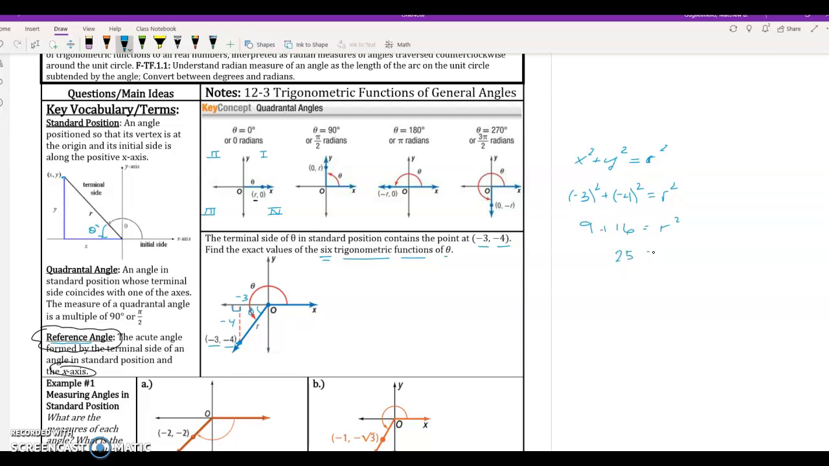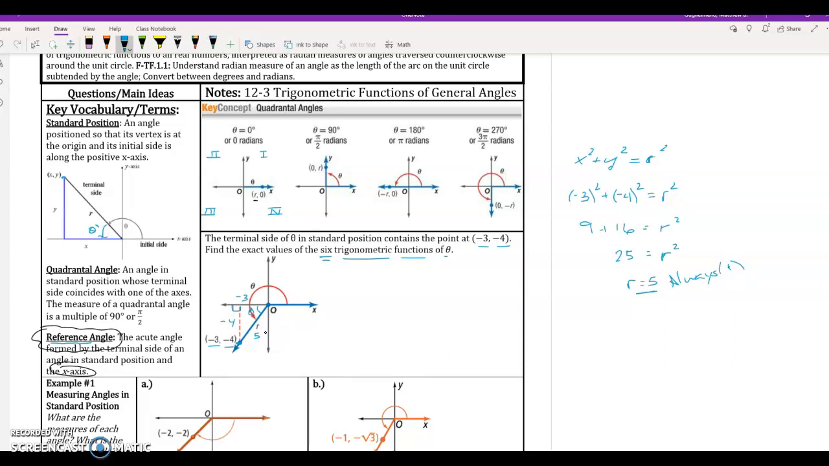Okay, your radius will always be positive. You cannot get a negative radius because you're always squaring these. We only take the positive solution for the radius. It's just the distance from the origin. So while the x and y coordinates could be positive or negative depending on the quadrant, the radius will always be positive. Okay, so I'm going to plug in r here as 5.